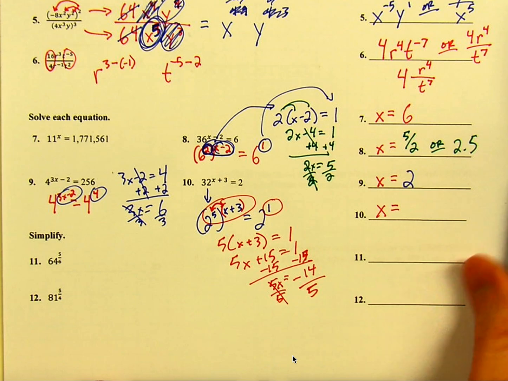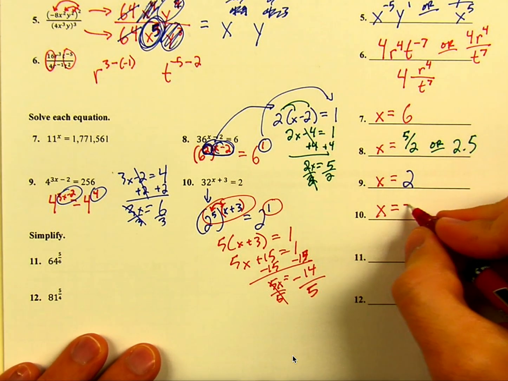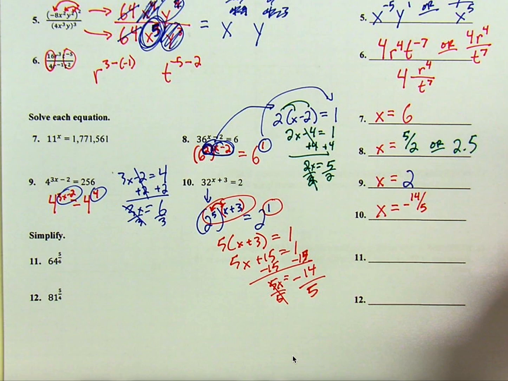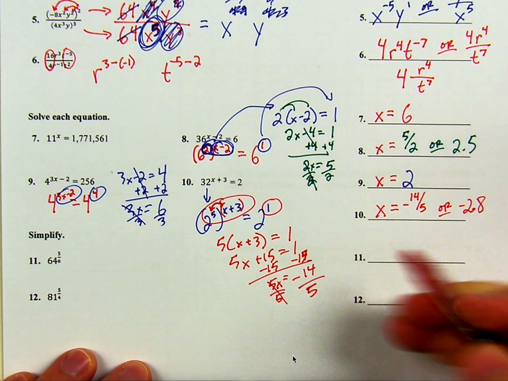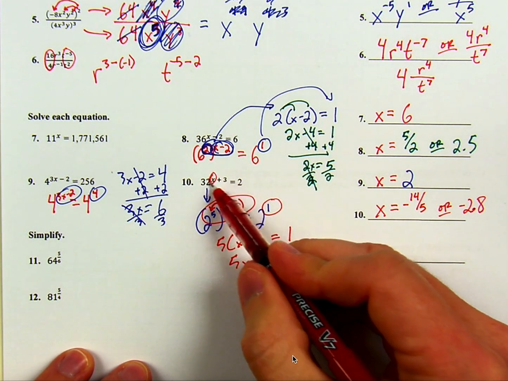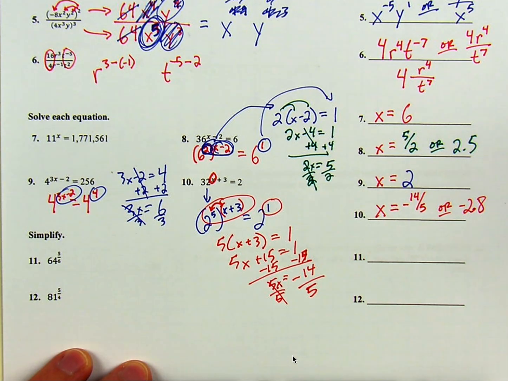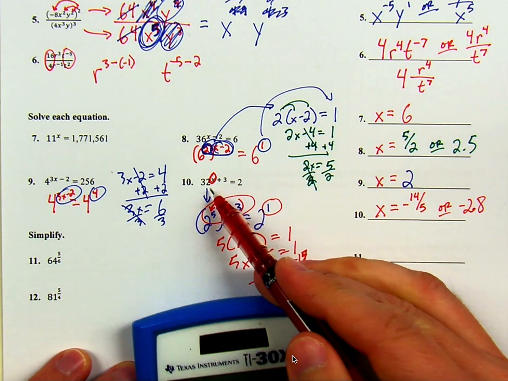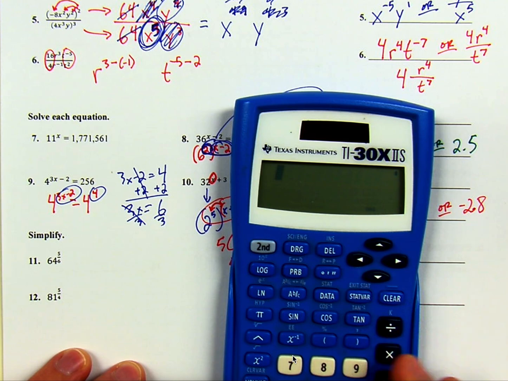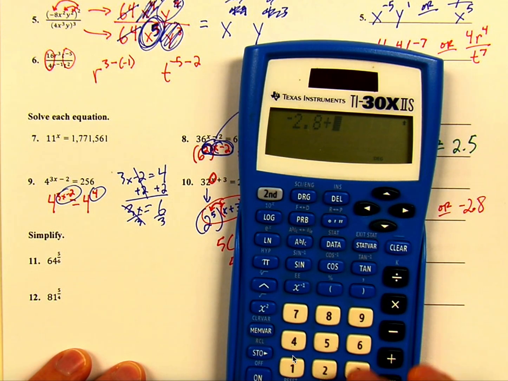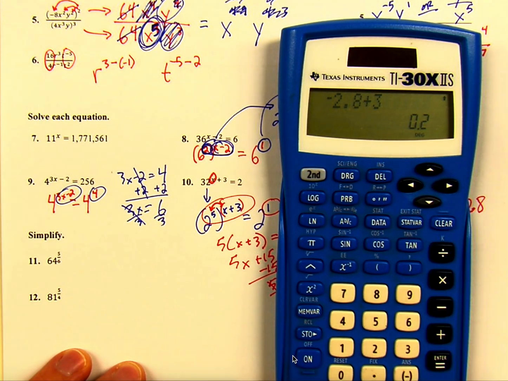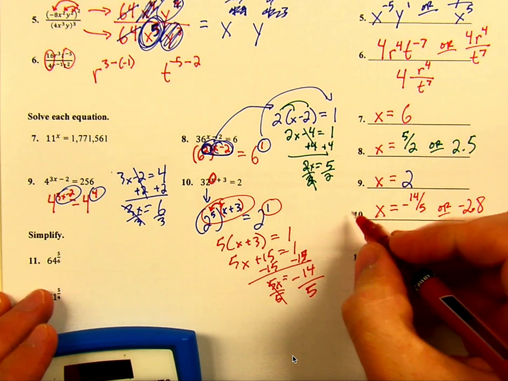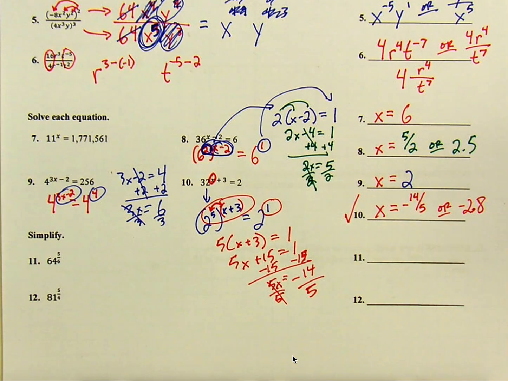And that's okay. It doesn't mean I did anything wrong. That's the truth. x does equal negative 14/5. And if you're not sure if that's correct, could you plug that number right here and then add 3 and then use your calculator? Let's do that. Negative 2.8 plus 3 is 0.2. And let's see if 32 to the 0.2 power is 2. It is. Now I know I got it right. Yay for me. I feel good. And you should too.